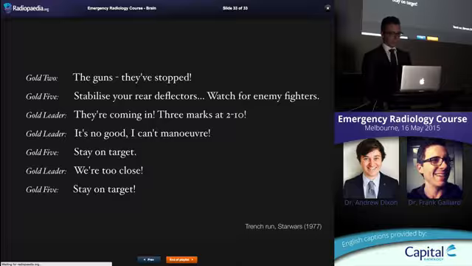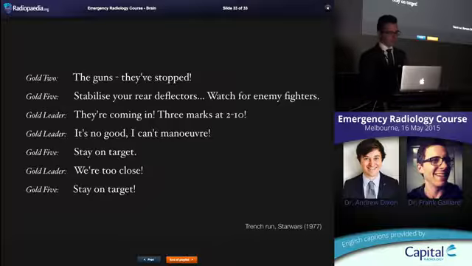So, having been disappointed 4 times in a row since 1983, I can't help but be a little bit excited about a new Star Wars on the horizon. We want to be like Gold 5 here and just stay on target for another couple of talks.